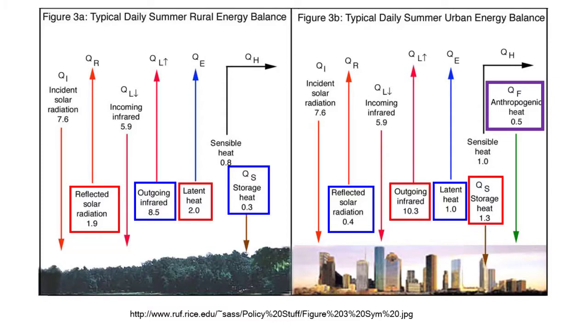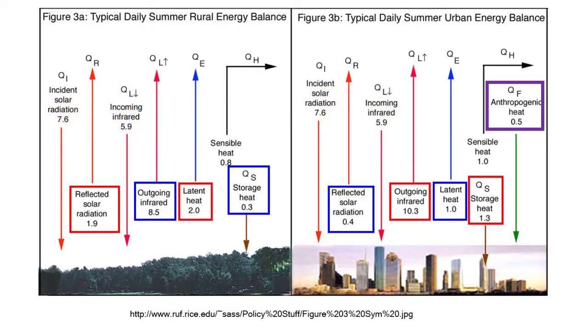So what we have here is a panel on the left-hand side showing a vegetated forested surface and a panel on the right-hand side showing an urbanized built-up surface. Incoming solar radiation is the same for both panels, as is the incoming long-wave radiation.